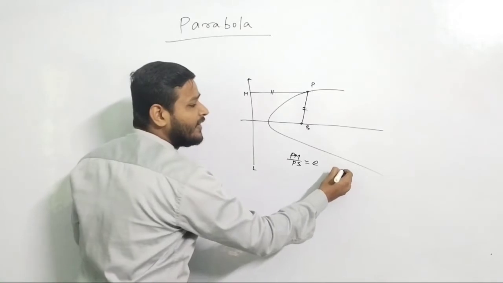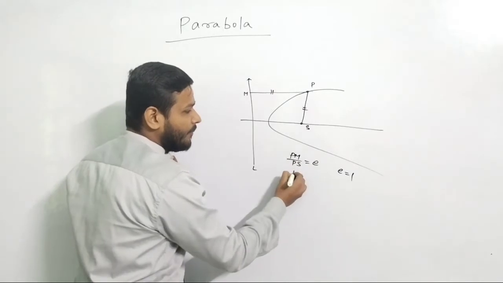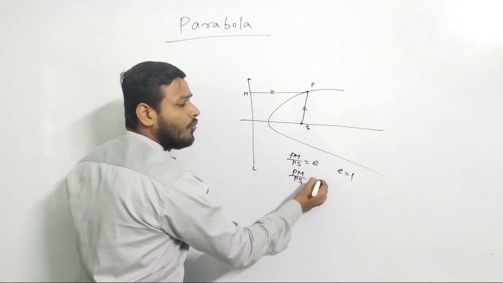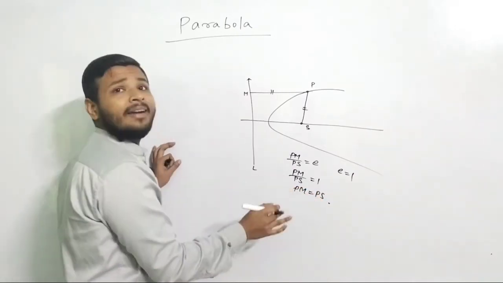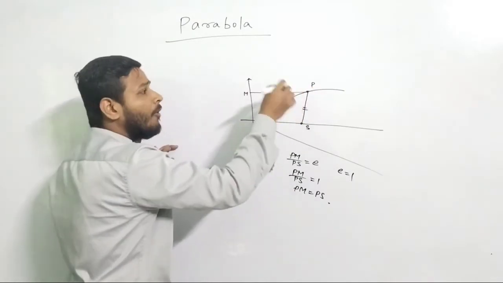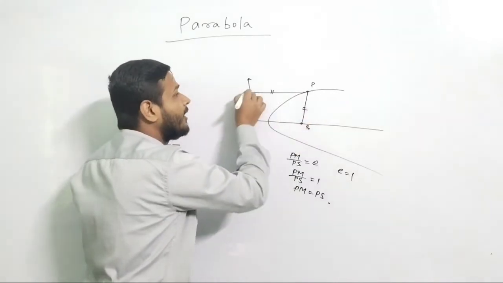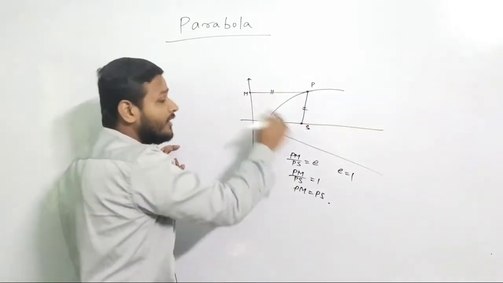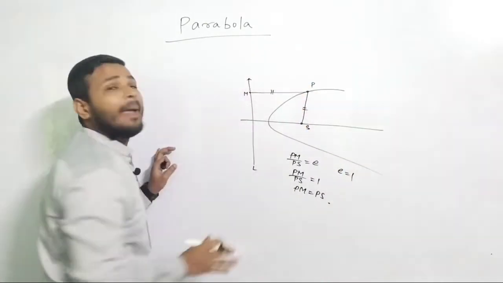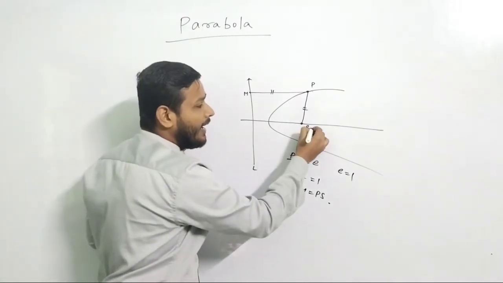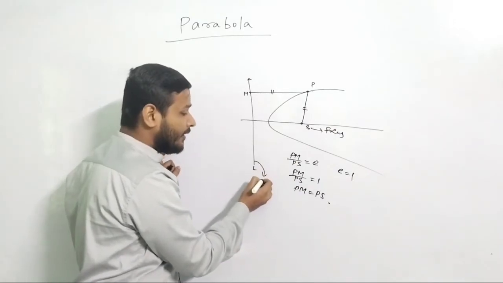If the value of eccentricity is 1, then what will happen? PM by PS is equal to 1, that is PM equals PS. It means that the point P, which is equidistant from the fixed point S and the fixed straight line L, traces out a path known as a parabola, where the fixed point S is known as the focus and the fixed straight line is known as the directrix.